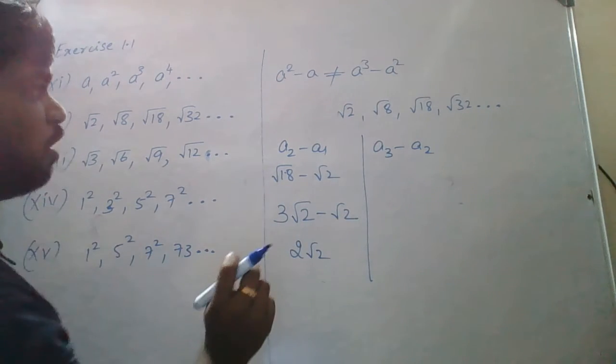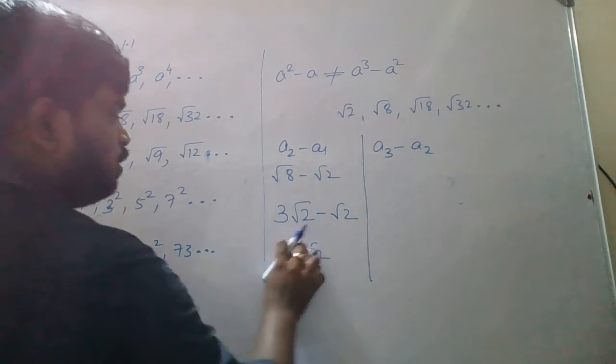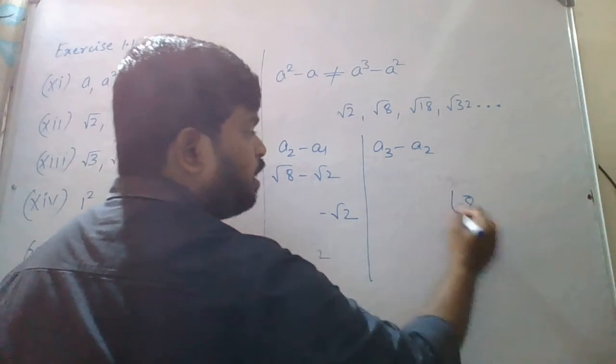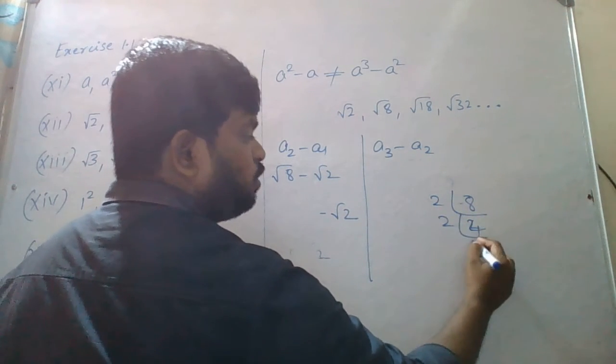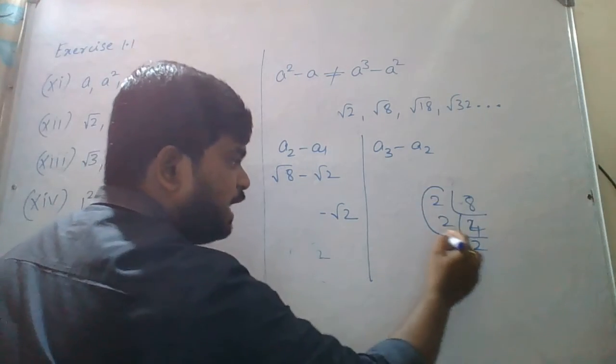Okay, I made a small mistake. I should have taken this as 8. I'm sorry. Let's prime factorize it. 8: 2 2s are 4, 2 4s are 8. 2 2s are 4, 2 1s are 2. Let's prime factorize it. Again, let's make a pair.